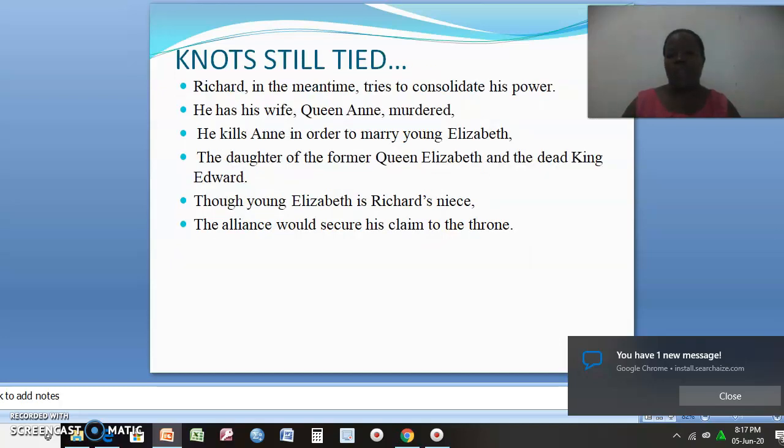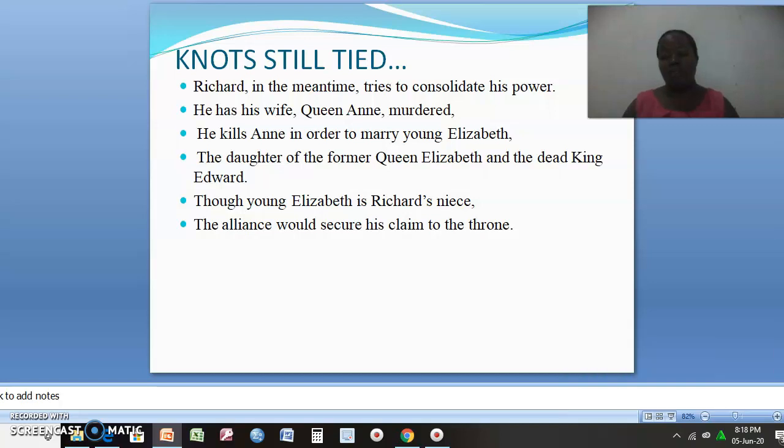So in the meantime, of course, Richard tries his level best to consolidate and maintain his power. And what does he do? I've told you, no one steps in his way if he has to have this power. So he kills his own wife, Queen Anne, and then at the back of his mind, he has the intention of marrying the young Elizabeth, the daughter of the former Queen Elizabeth, and for information, his niece. So he doesn't look at that.